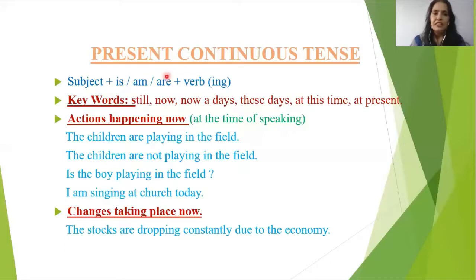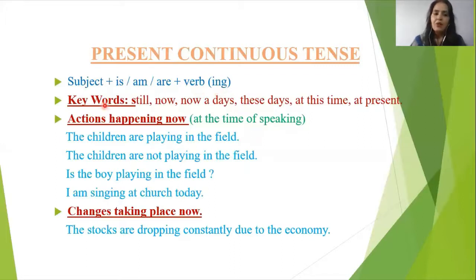Subject in the beginning. And what are the helping verbs here? In indefinite, there were do and does, but here it is is, am, are. Is, am, are, plus the first form of the verb with ing, that we say is gerund. Okay? And present participle also.